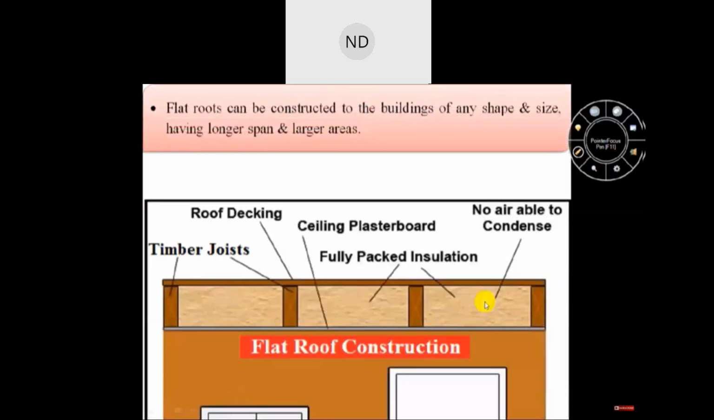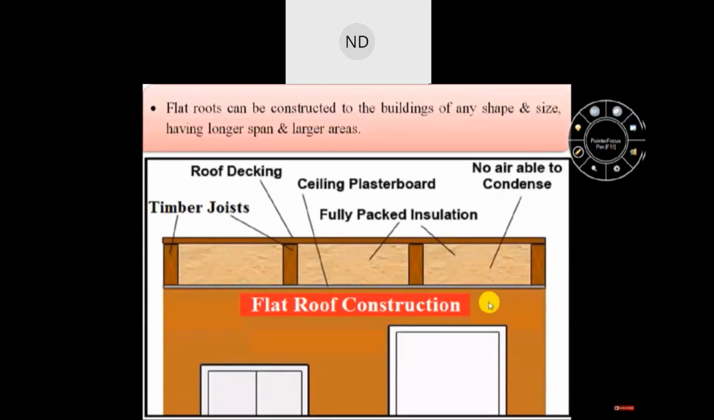Flat roofs can be constructed in buildings of any shape and size, having longer spans and larger areas. This image shows the construction of a flat roof.